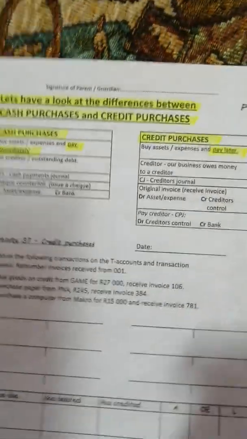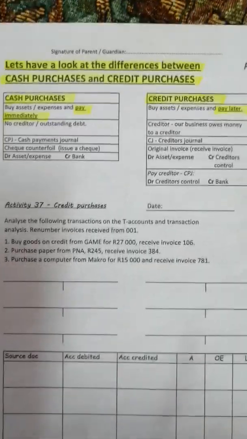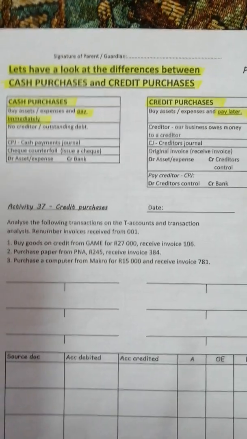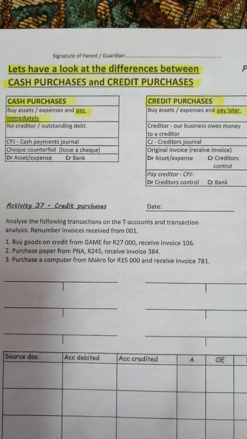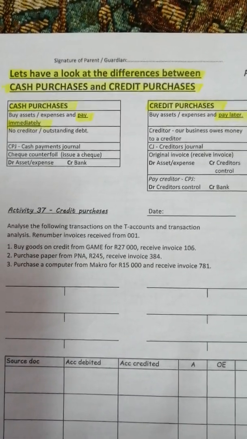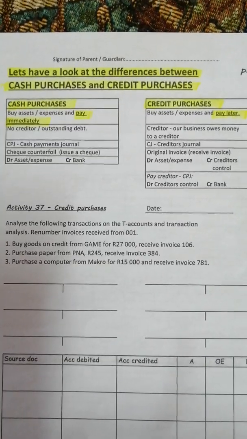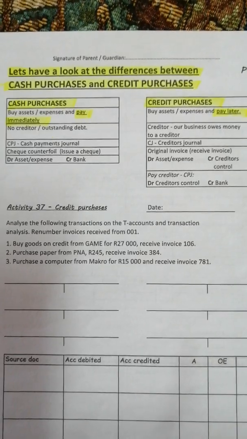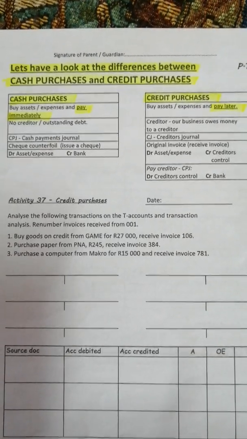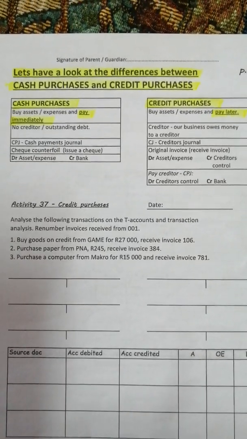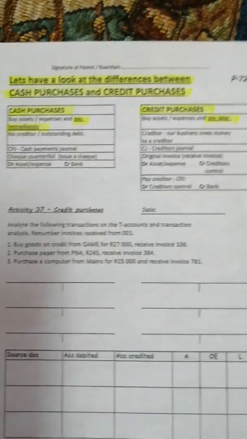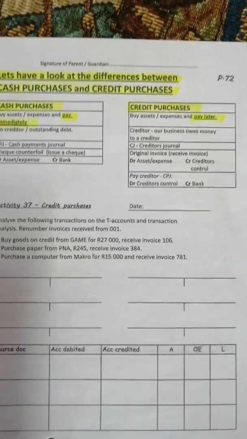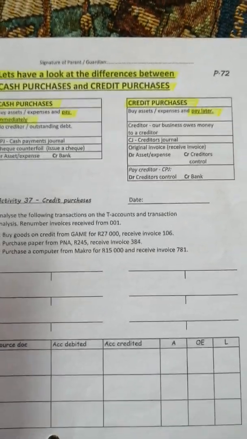Good. Last part, the difference between cash purchases and credit purchases. Please remember that when it's cash purchases, you will pay them immediately. But with credit purchases, you will pay them later. Cash purchases will mean that your account will be bank, and credit purchases will mean your account will be Creditors Control.